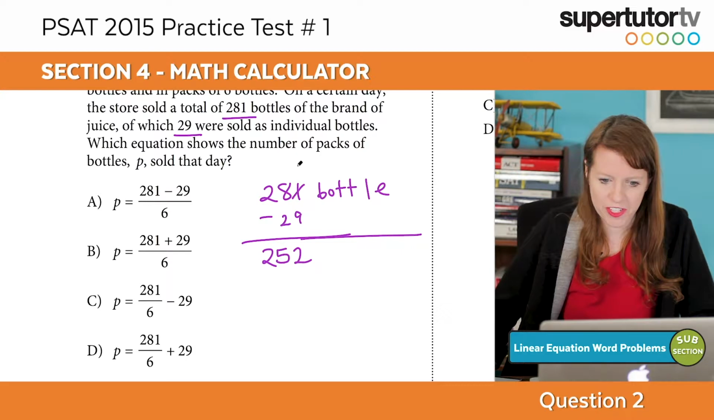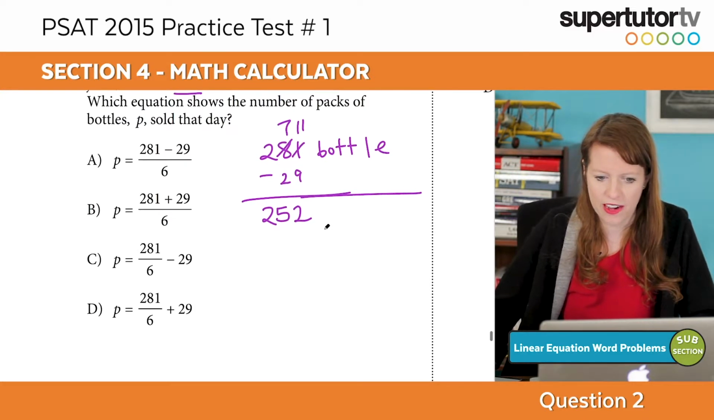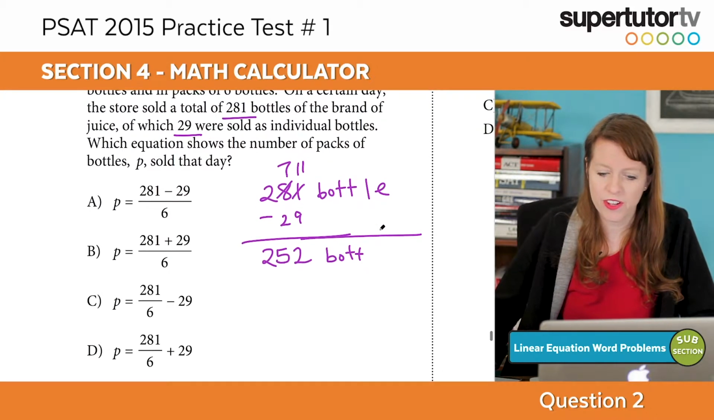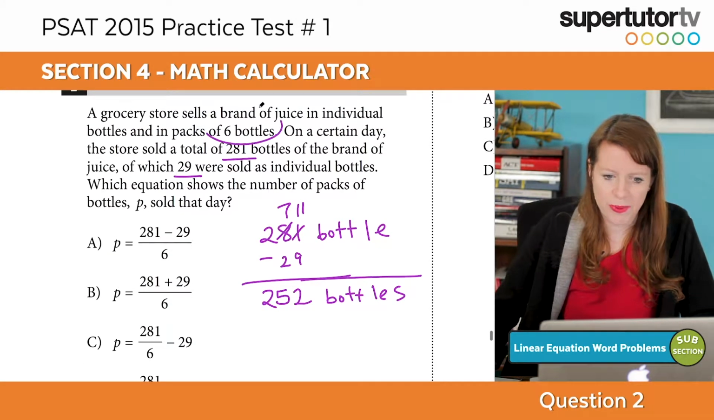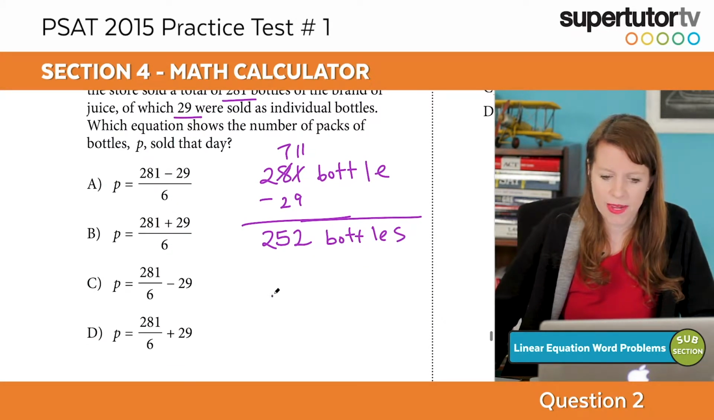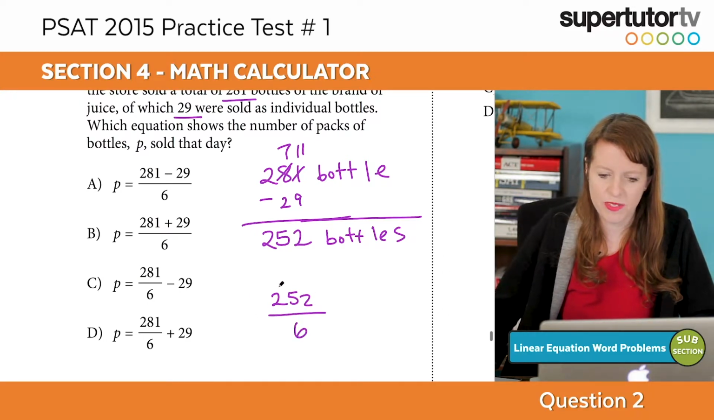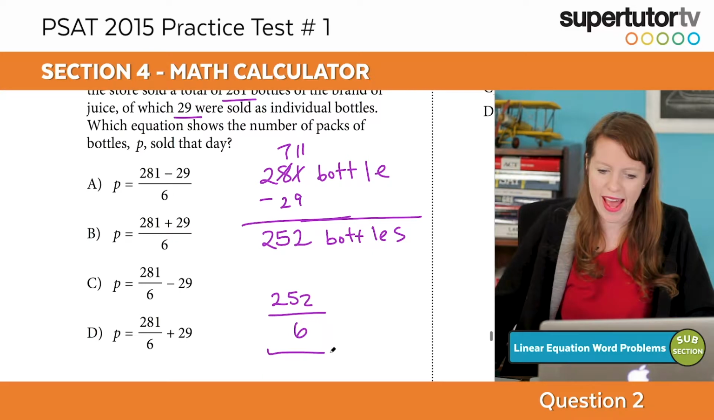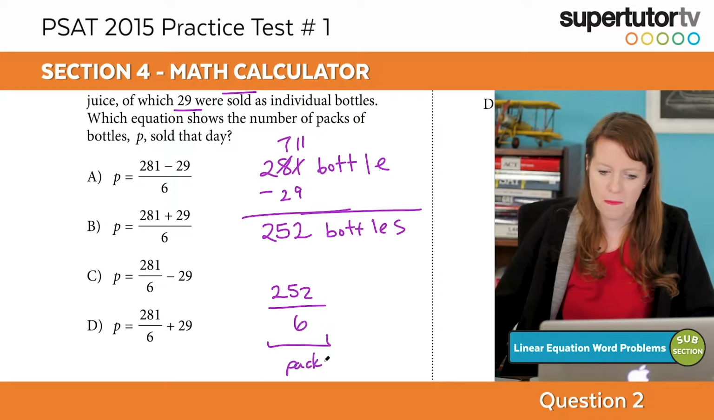So that gives me 252, right? I could do 11 minus 9 is 2. I could do 7 minus 2 is 5. You can see that, okay? So 252 bottles. This is also calculator, so I could get out my calculator and do that, and that's probably what I usually do. Were sold as part of 6-packs. So now what I want to do is divide that by 6. And I'm just doing all the math here. I'm going to divide this by 6, and what's that going to give me? That's going to give me the number of packages. So that's what that would give me.